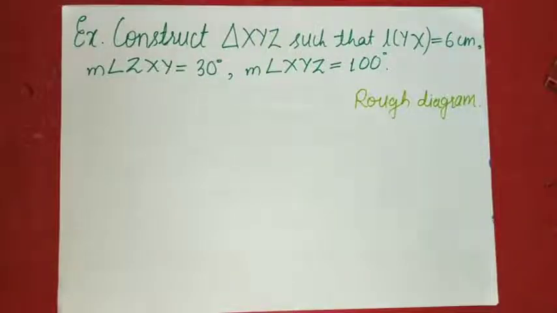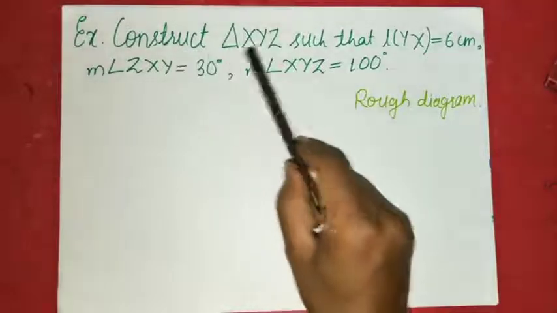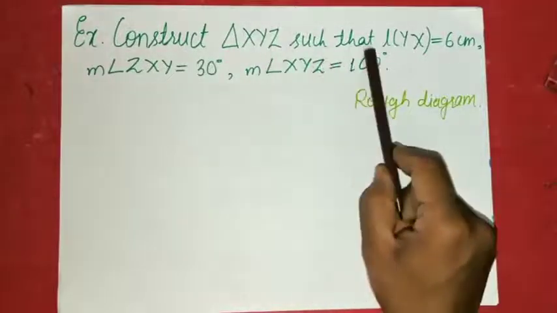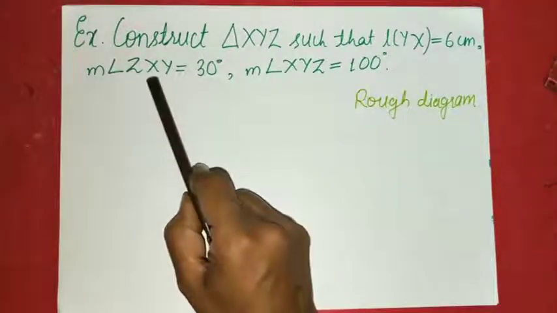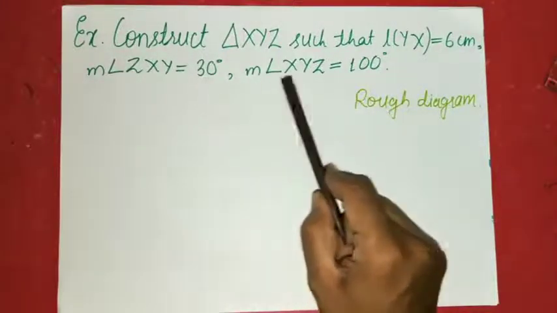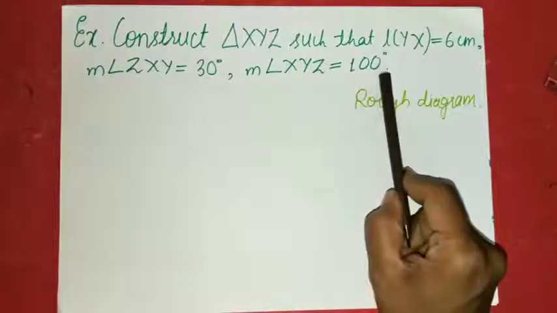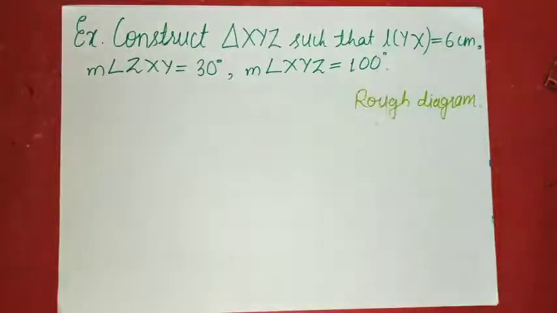First, we will start with the solved example. Let us go through it. Construct triangle XYZ such that length YX is 6 cm, measure of angle ZXY is 30 degrees and measure of angle XYZ is 100 degrees. See children, as already discussed, we have to draw a rough figure for every construction so as to see the sequence of the steps.